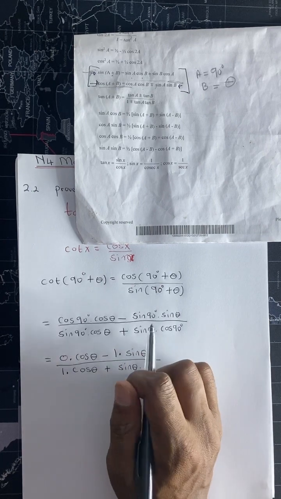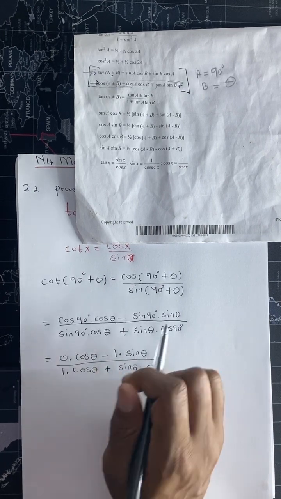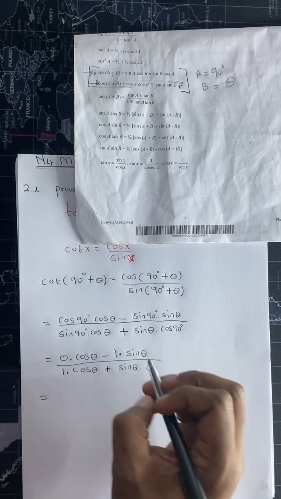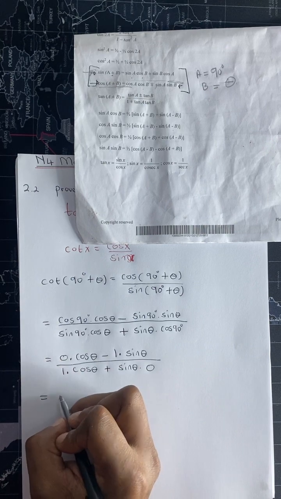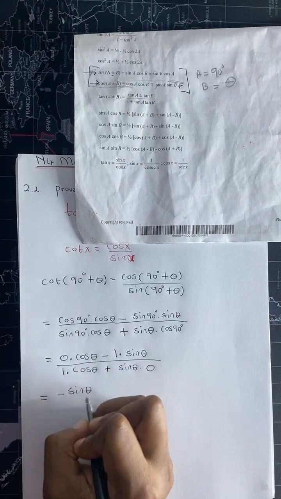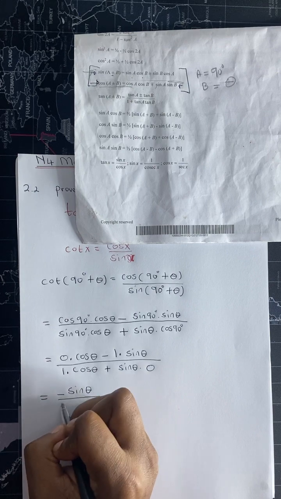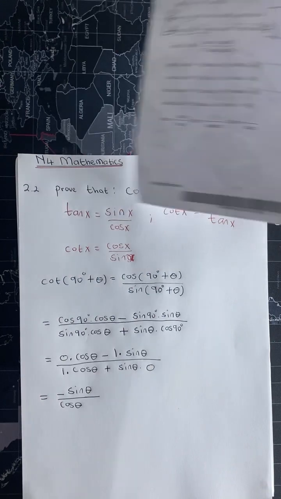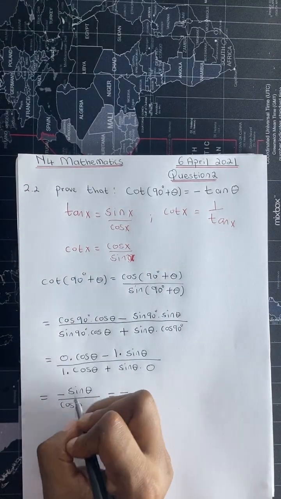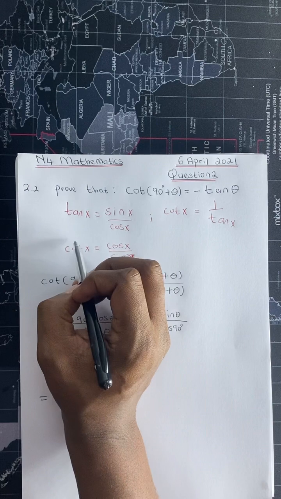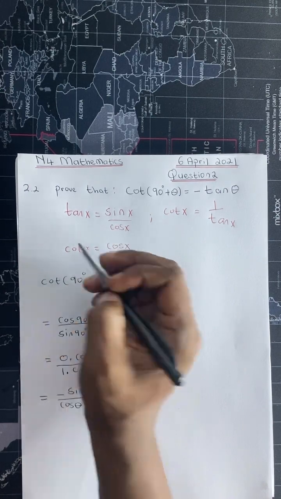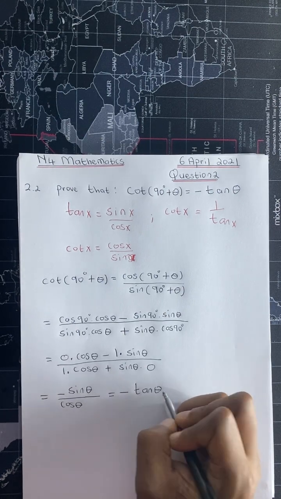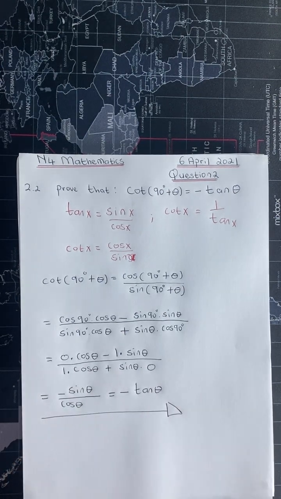So you can also use your calculator to verify the sin 90 and the cos 90. 0 multiplied by any number or variable is equals to 0. So negative 1 multiplied by sin theta is equals to negative sin theta. 1 multiplied by cos theta is equals to cos theta. Sin theta multiplied by 0 is equals to 0. So you have negative sin theta over cos theta, and like we said, sin x over cos x is equals to tan x. So negative sin theta over cos theta will be equals to negative tan theta, and this will be our answer for question 2.